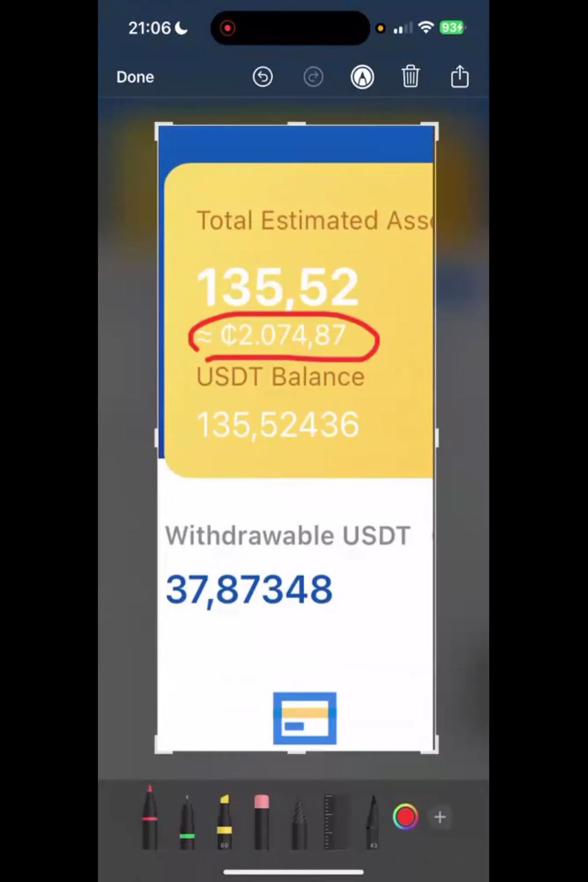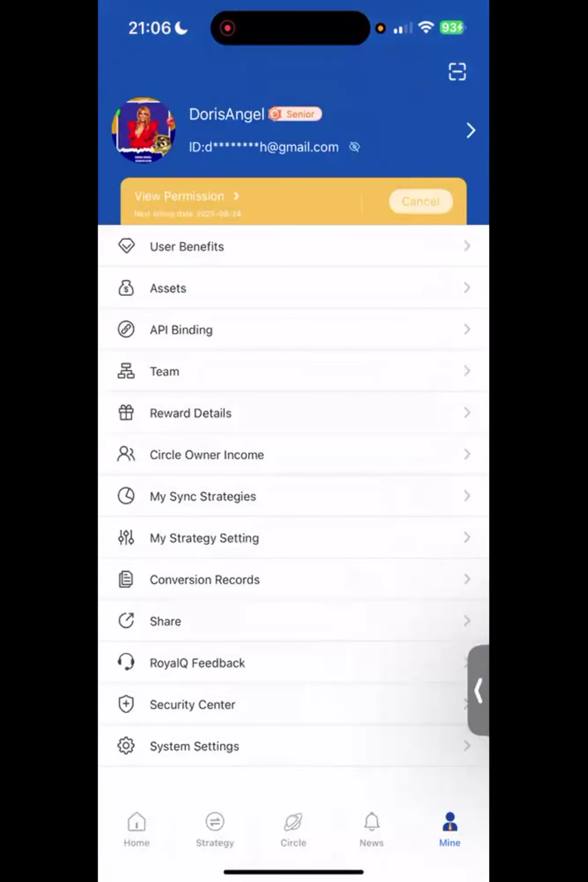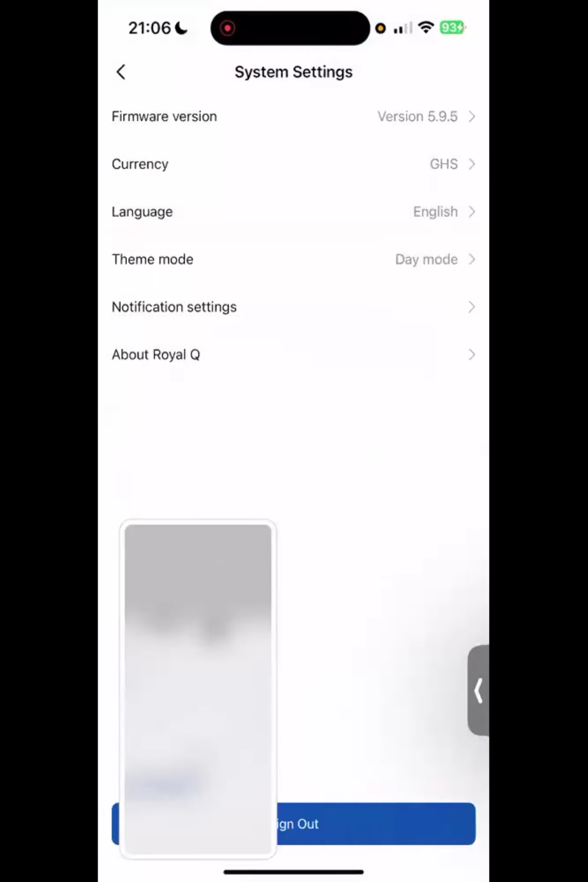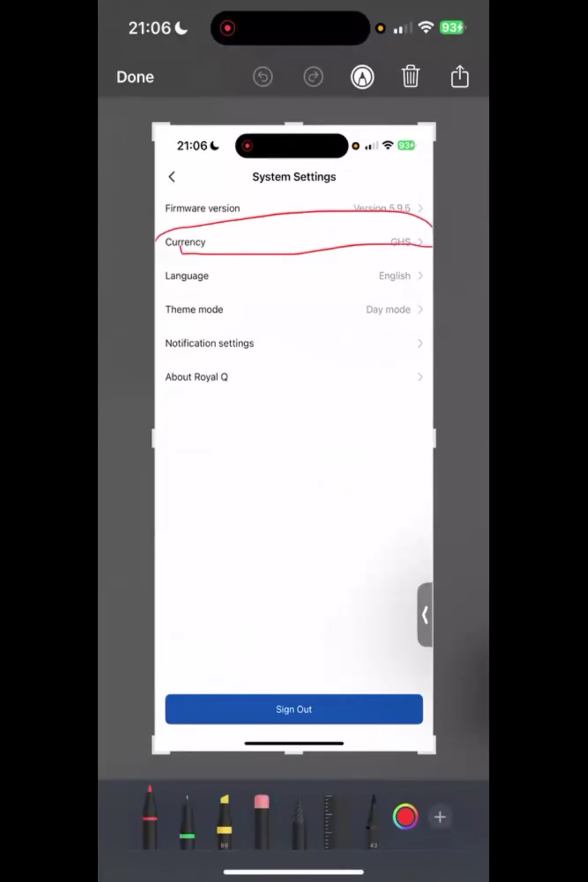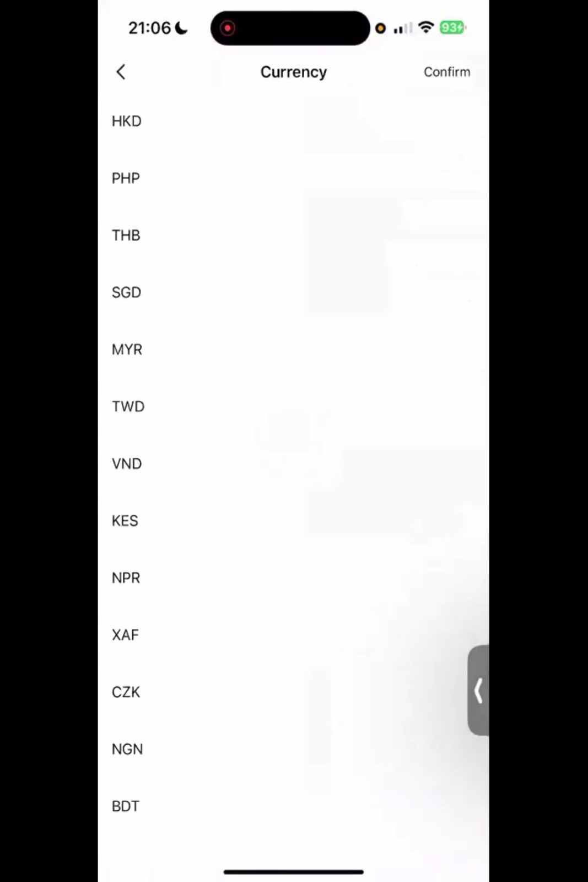Now, you can change your valuation method. Mine is in Ghana cedis. So depending on which country currency you want to use, just go to the mine button, go to system settings. That is the last button there. Then tap on currency. Once you tap on currency, you can view it in your currency.